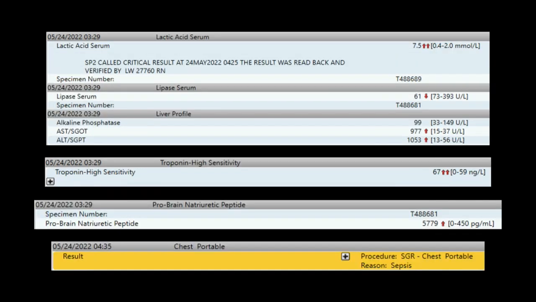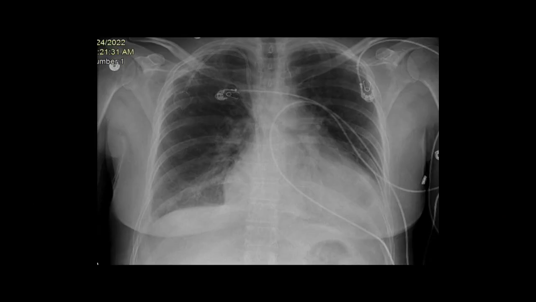Some additional labs come back. Lactic acid's elevated, lipase, LFTs, troponin, proBNP, and then a chest x-ray. Notice the time on the chest x-ray, 4:35. So now we're about an hour and a half into her stay. We have a presumptive diagnosis, maybe this is septic shock. Not really certain of a source just yet. Urinalysis is still pending, and they finally get a chest x-ray. It's a single AP of the chest, no real obvious pneumonia, a large cardiac silhouette, no pneumothorax, no tension physiology there.